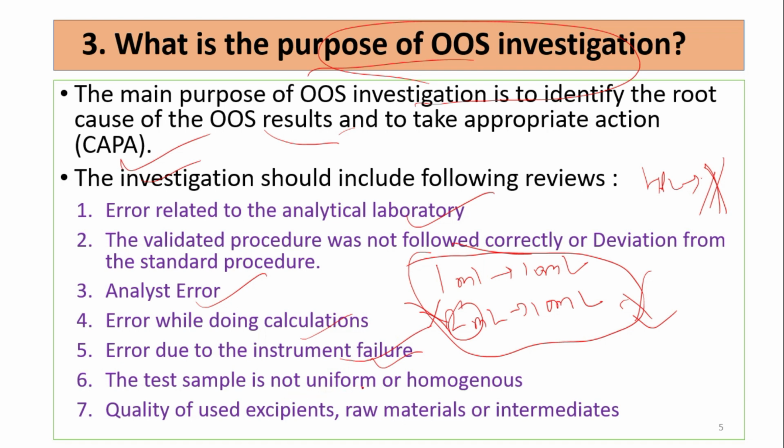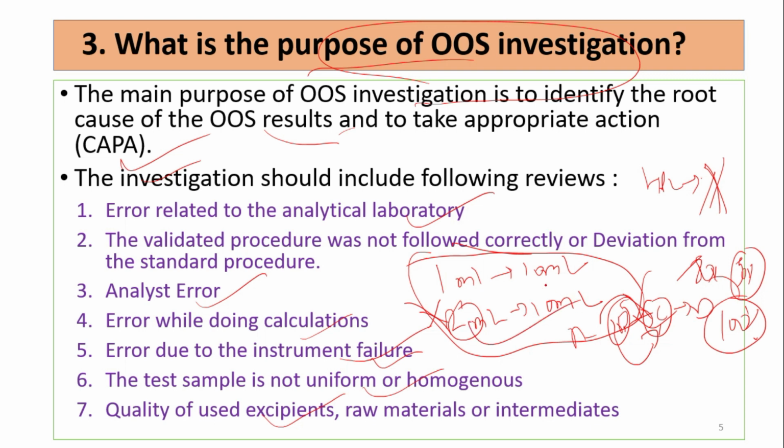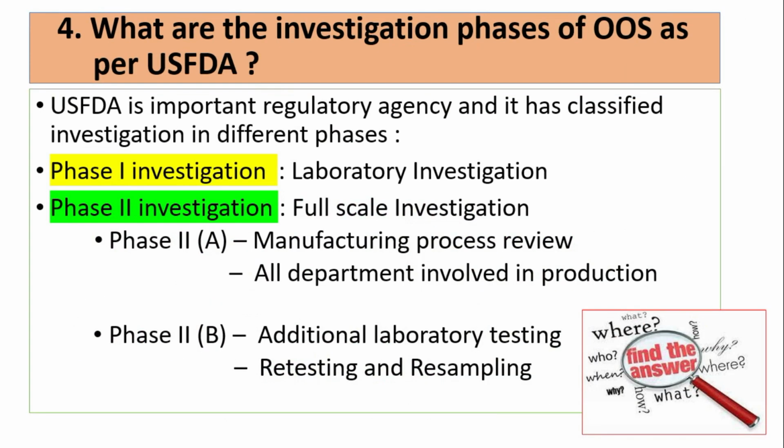The test sample is not uniform or homogeneous, as I have discussed already. The quality of the excipients, raw materials and intermediates used is not good. Like when we go from A to B to C to D, the raw materials used are not pure, maybe only 80% or 90% pure, but we are doing calculations according to 100%. That can also cause failure and lead to an OOS investigation.